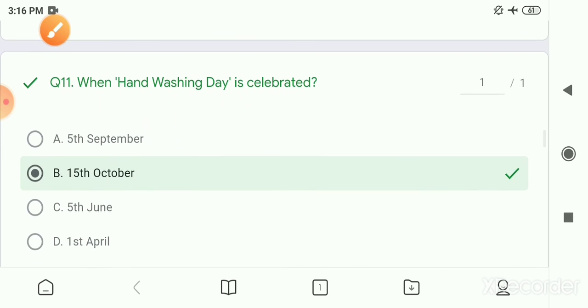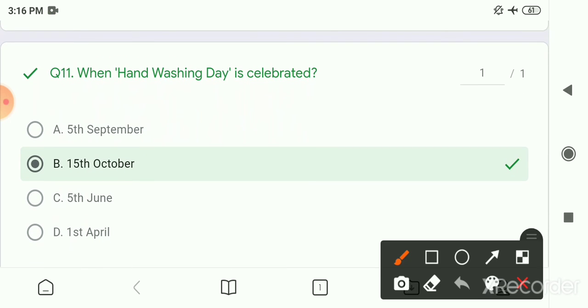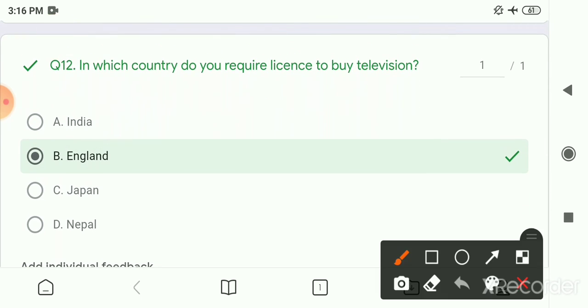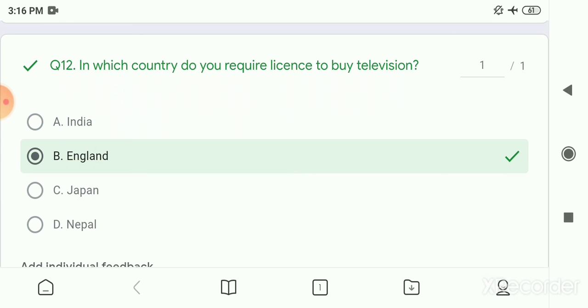Next is 11th number, when is hand washing day celebrated? The options are 5th September, 15th October, 5th June or 1st April. So here your answer is option B, that is 15th October is celebrated as hand washing day. Next is 12th number, in which country do you require a license to buy a television? The options are India, England, Japan and Nepal. So here your answer is option B, that is England. In England you require a license to buy a television.